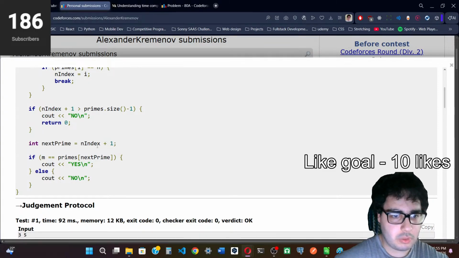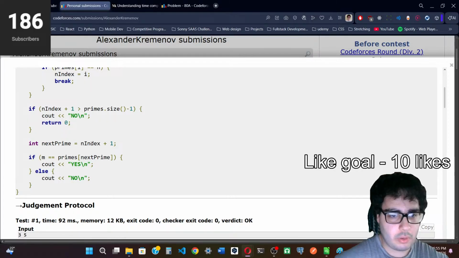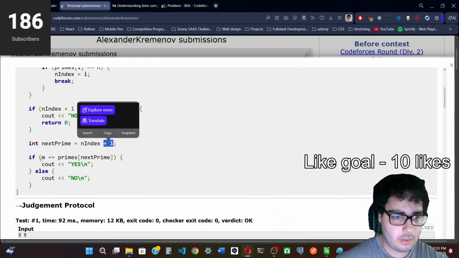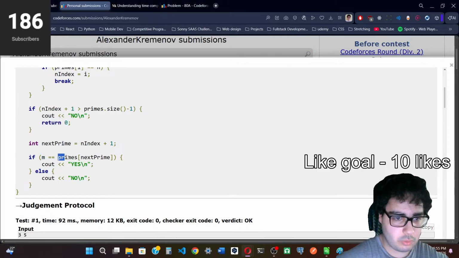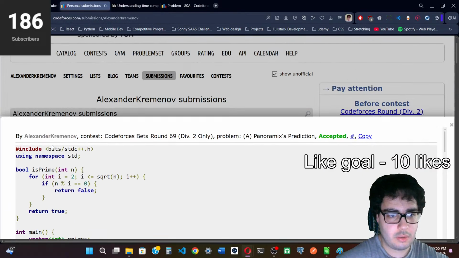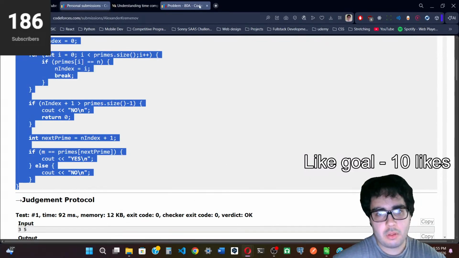Then if not, we get the next prime number from the array of prime numbers. So that is going to be the index of the prime number of N plus 1. And then if M is equal to the next prime number in the array, we're gonna print yes. Otherwise, we're gonna print no. Don't worry, we're gonna see the code in action right now.